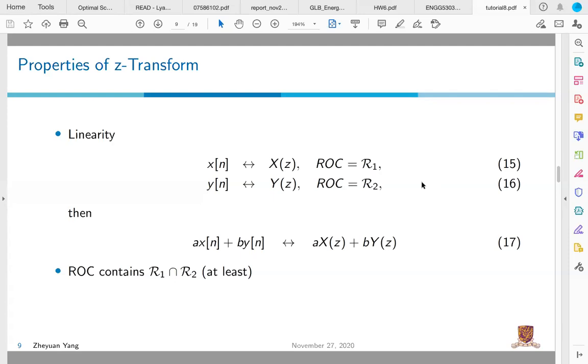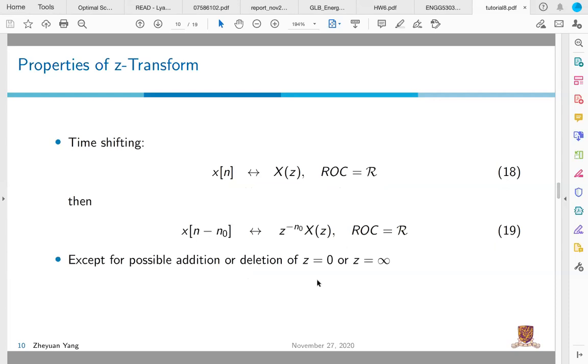Then if we have the linear combination of x[n] and y[n], which is a x[n] plus b y[n], the z transform of the new signal is equal to the linear combination of the z transforms of the previous signals, which is a X(z) plus b Y(z). We notice that the ROC of the new signal will contain the intersection of R1 and R2. The meaning of contains is that the intersection of these two ROCs is at least in the ROC of the new signal, but it's not saying that the new ROC is equivalent to the intersection.